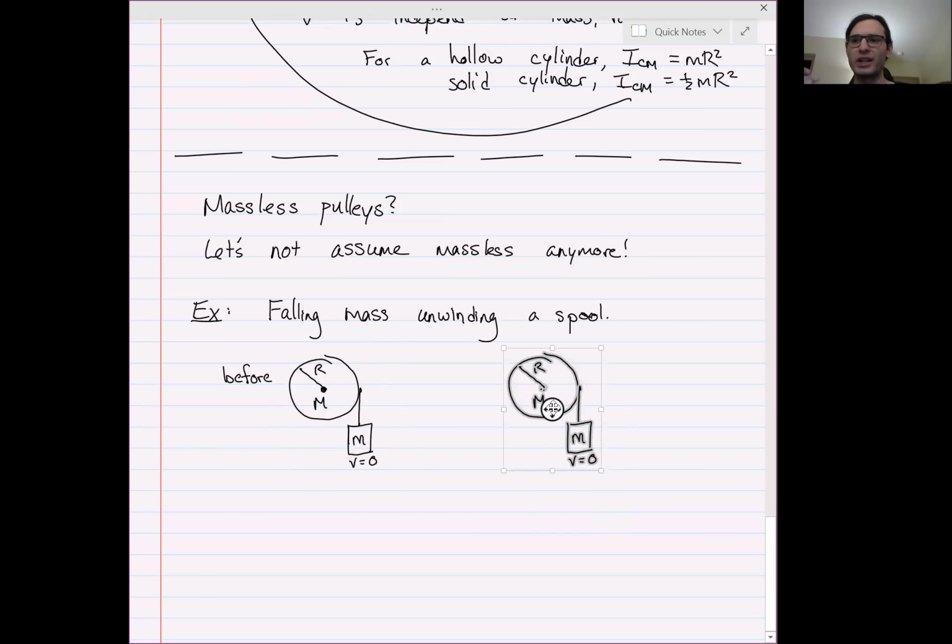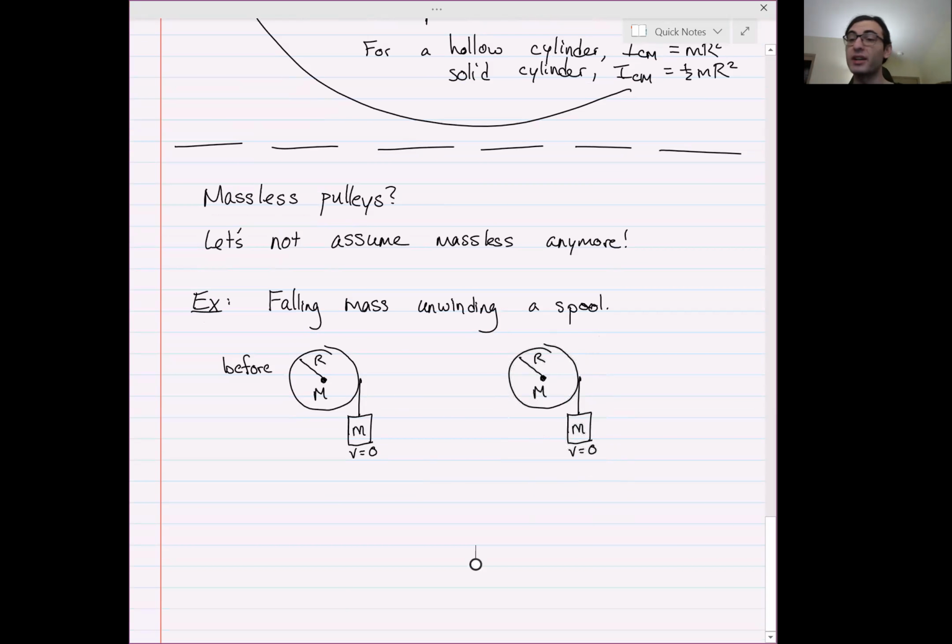Now we're going to assume that the thread itself is massless and that the diameter of the spool doesn't change. That's technically an assumption because thread isn't massless. The diameter would change because you're decreasing the amount of wraps it has on it and so on. But it's a pretty reasonable thing we can ignore because those effects are pretty negligible. So let's say it falls some distance h, right? And it would have some downward speed v.